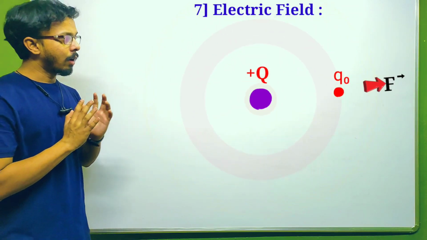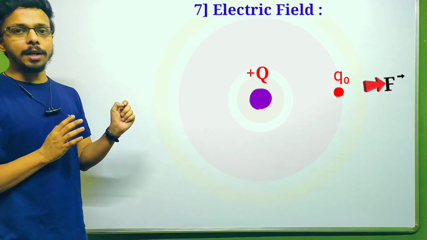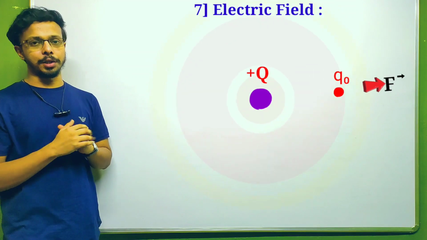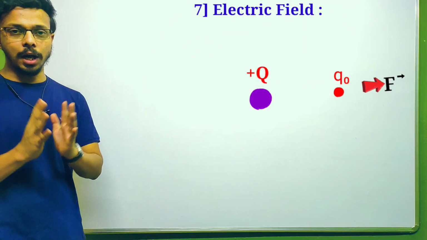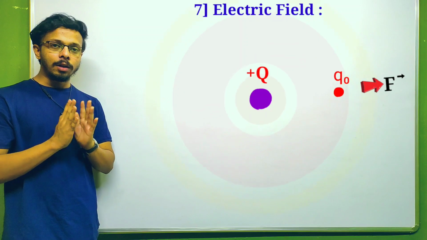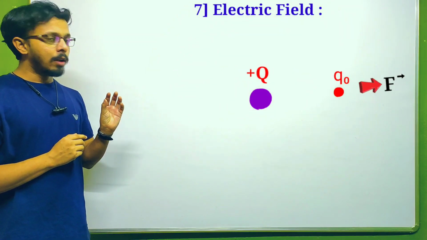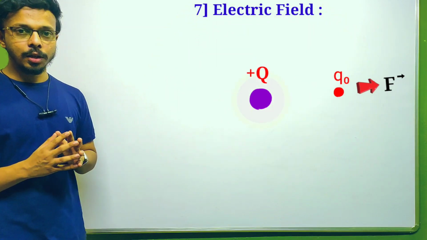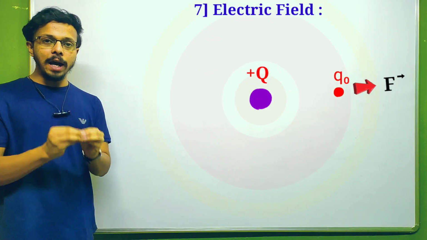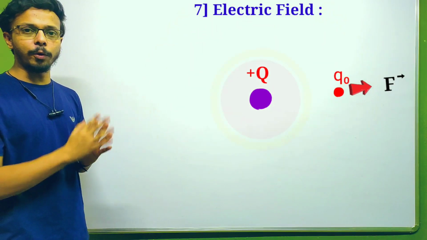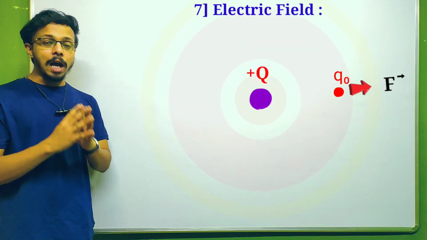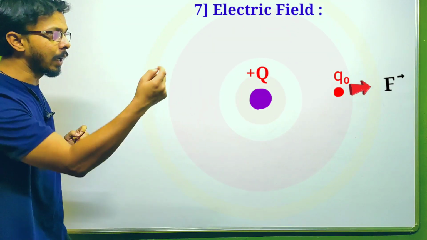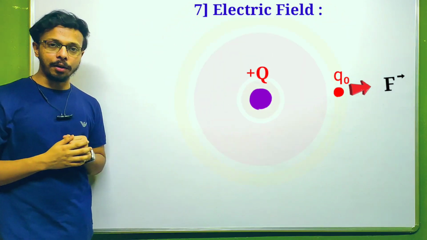So electric field is a region surrounding a charge in which another charge experiences a force. And here we have to understand that the charge I am considering, plus capital Q, is called a source charge. Why is it called a source charge? We have to understand the electric field produced by this charge. We are calculating the electric field of this charge, therefore it becomes a source charge. And how can we understand the electric field of this charge? By bringing another charge inside that electric field.